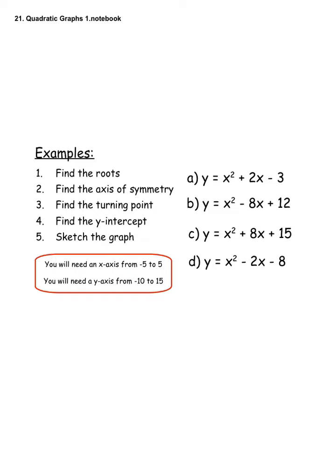Now that you've seen how that's done, have a go at these 4 examples yourself. I've put a little bullet point of exactly what you need to find on the left hand side there, and just as a little guide for you, you need an x-axis from minus 5 to positive 5 and a y-axis from minus 10 to positive 15 to encompass all 4 of these graphs. Pause the video now and I'll reveal the answers in just a second.